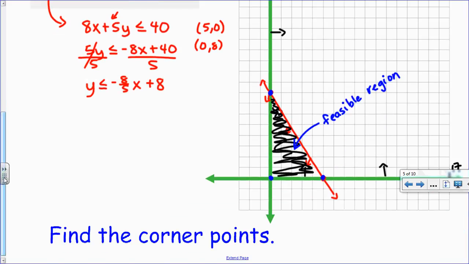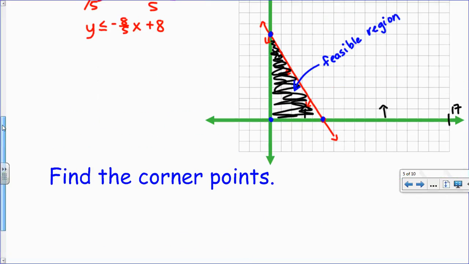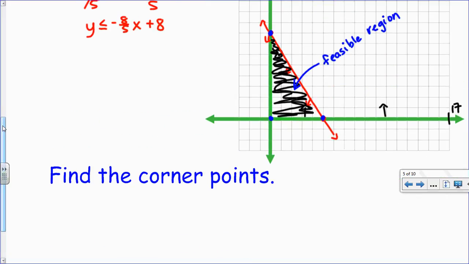Let's list those corner points, because once I get to, like I said, solving a linear programming problem, I'm going to have to identify where the corner points are of my feasible region. So I have 0, 0, 5, 0, and 0, 8. If it wanted you to list these, it would tell you to list the corner points. Okay?